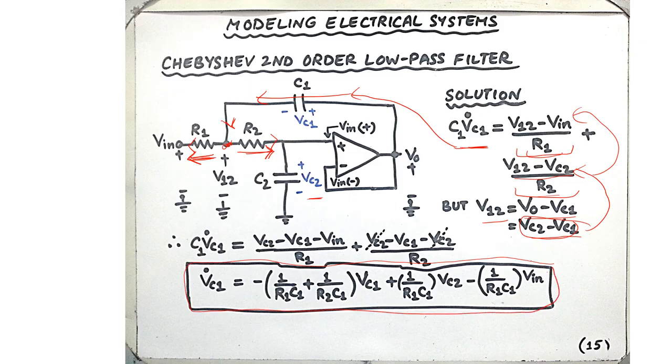So VC1 dot is minus the sum of 1 over R1 C1 plus 1 over R2 C2 times VC1, plus 1 over R1 C1 times VC2, minus 1 over R1 C1 times Vin. So what we have shown here is that the derivative of the state variable VC1 is a linear sum of the state variables and the input.